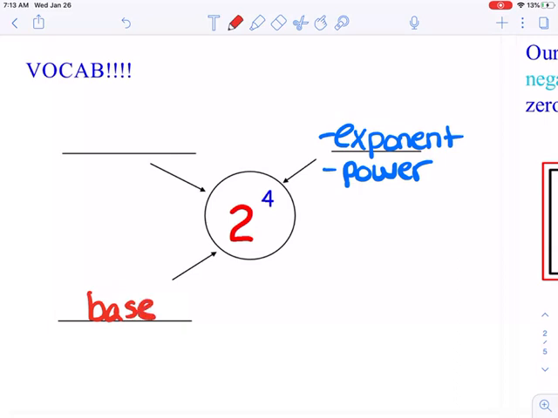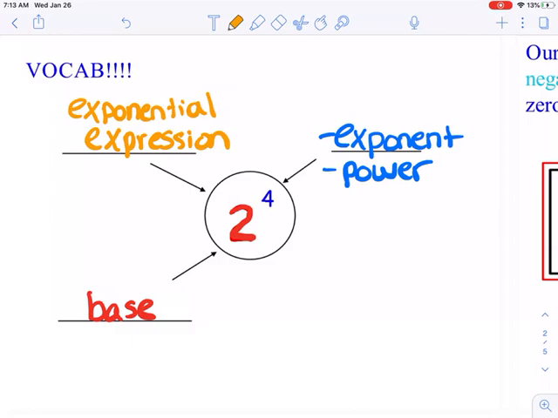The other one, and again, we've talked about this before, that 2, the big number, that's the base. Remember I made that analogy to music before, right? The bass is the big instrument in music. It's the big number here. 2 is the base. And this entire thing, and this is what we're going to be working with, is called an exponential expression. Right, not an equation because there's no equal sign. It's an exponential expression. Again, just a little vocab to make sure we're all on the same page.